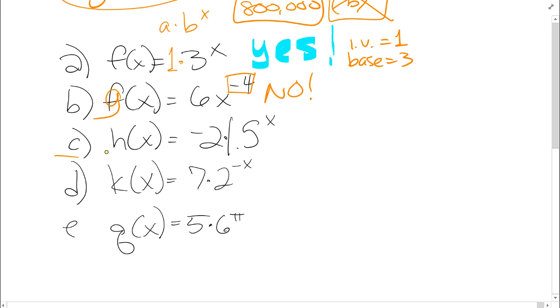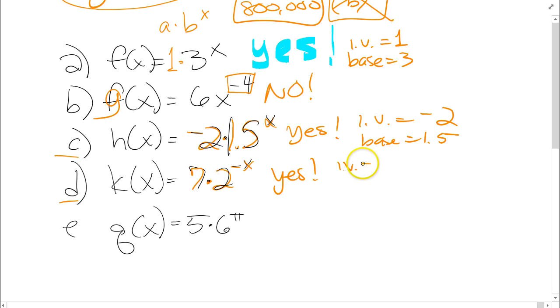Letter C, h of x is negative 2 times 1.5 to the x. Yes, that is an exponential function. What is the initial value? Negative 2, and the base is 1.5. Letter D, k of x equals 7 times 2 to the negative x. That is an exponential function.